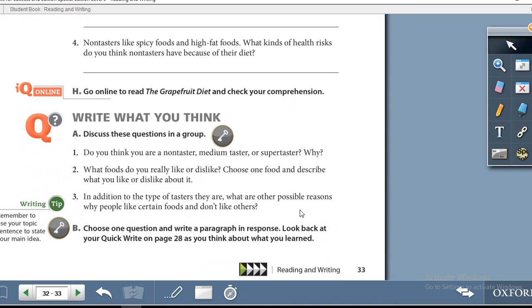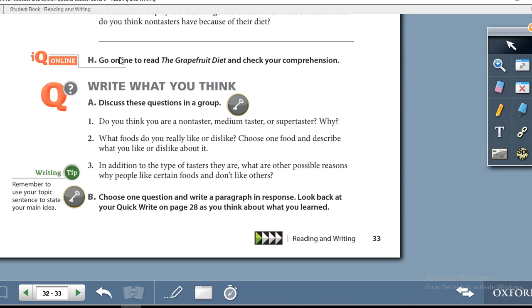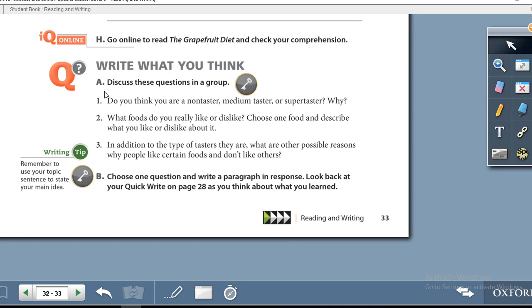So let us move on to the next exercise, which is H, right? Go online to read the grapefruit diet and check your comprehension. Right, so this is something where it says write what you think. Exercise A, right? Discuss these questions in a group. So obviously exercise H, the previous one, you are going to go online. If you have a Q Skills account, it says go online to read the grapefruit diet and check your comprehension, right? So we're going to move on with exercise A.